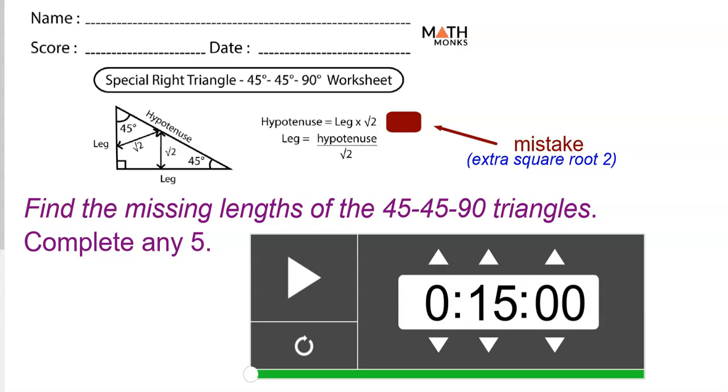There was one mistake on the worksheet. The hypotenuse is the leg length times the square root of 2. Just one square root of 2, not 2. So that second square root of 2 needs to be marked out.